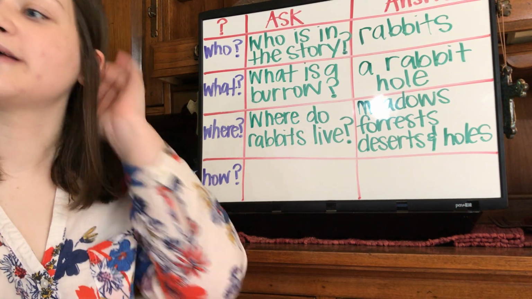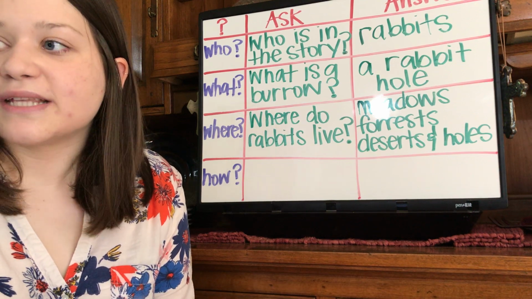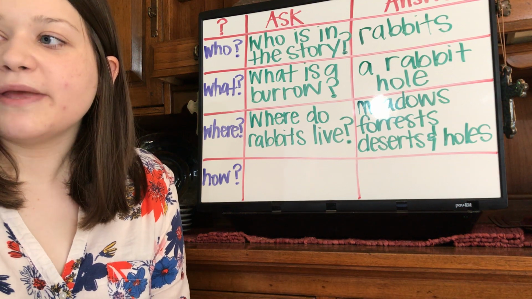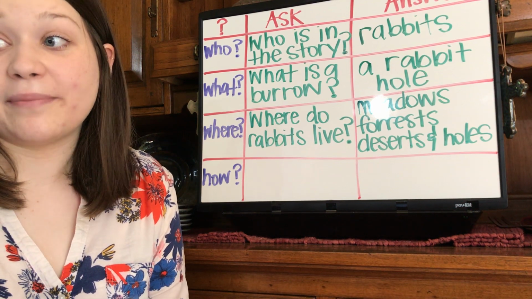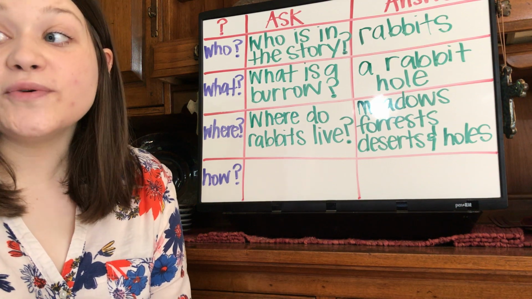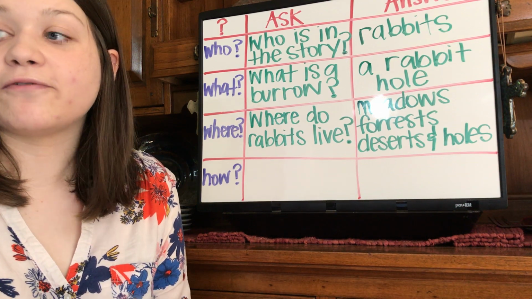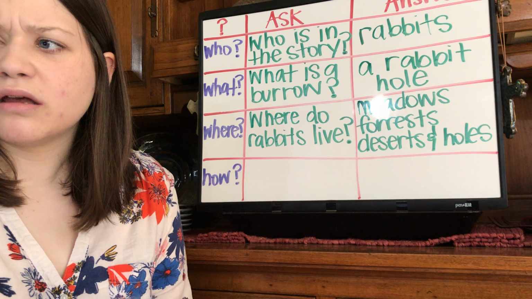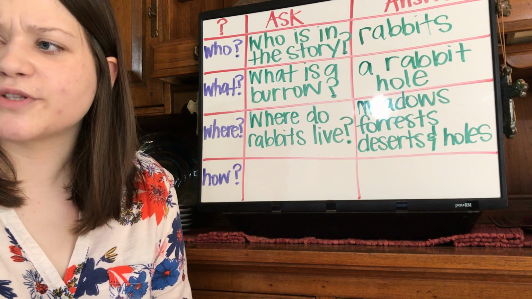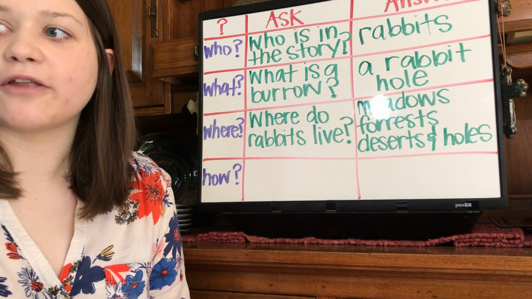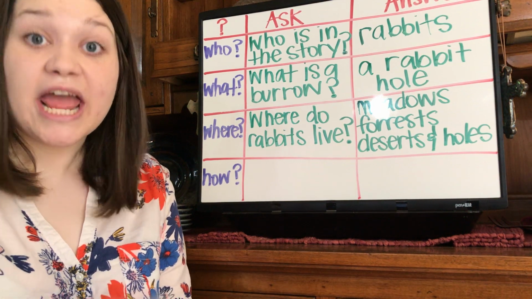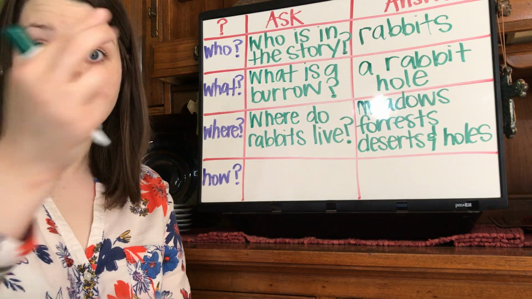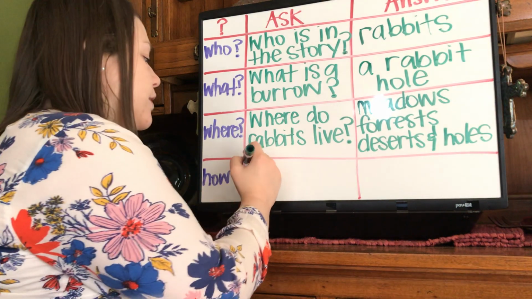So paragraph 2 says, rabbits live in holes in the ground. A rabbit hole is called a burrow. It is used for sleeping and caring for kits or baby rabbits. Rabbits make their homes cozy with grass, feathers, and fur. Wait, how do they make their homes cozy? Well, the text tells me that they can make their homes cozy with grass, feathers, and fur. So that could be my how question. How do rabbits make their homes cozy? They make them cozy with grass, feathers, and fur. I'm going to write that down.